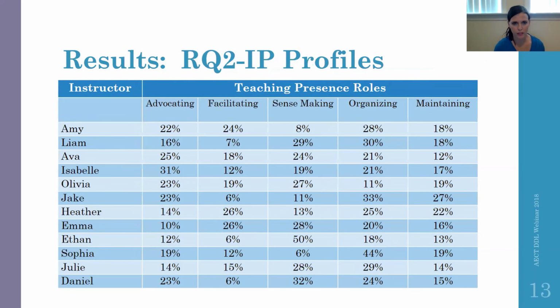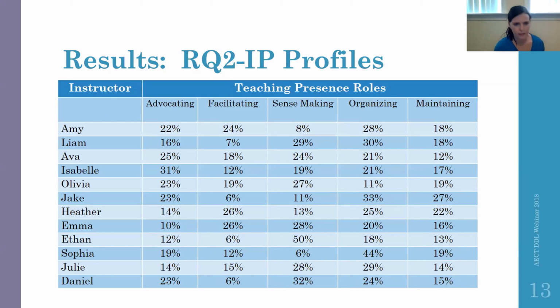And then looking at our second question, where we created the profiles, we wanted to see how the various instructor actions and behaviors could come together, how the social presence and the teaching presence indicators were working together. And so what we started to do first was we looked at all the teaching presence indicators and we grouped these in different ways, ones that went together to form a specific role that instructors play in online courses. And what we found was we saw 5 distinct roles, and these were advocating, facilitating, sense-making, organizing, and maintaining.